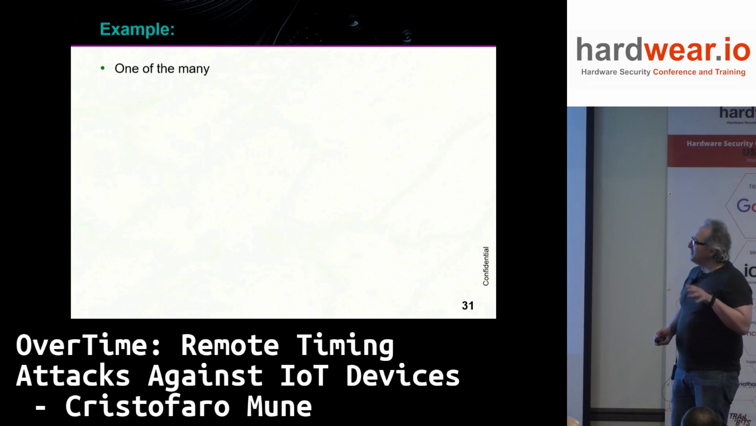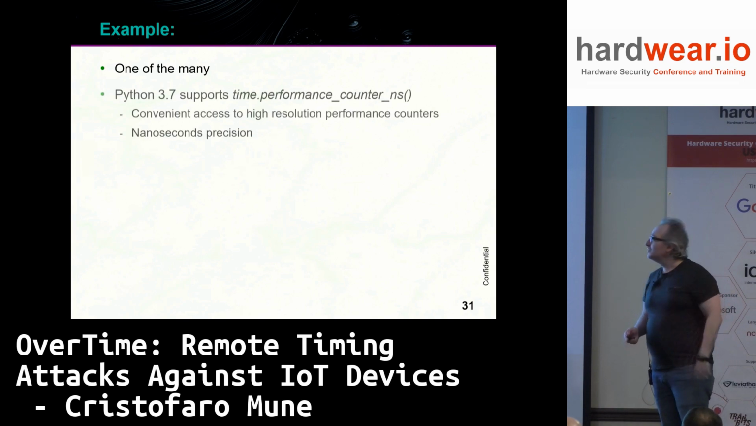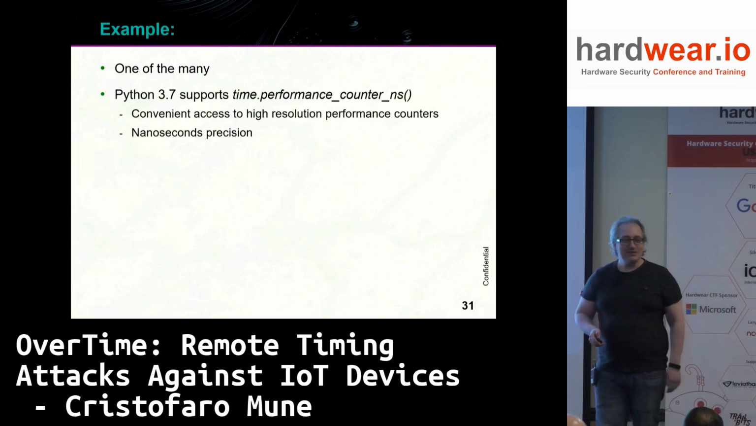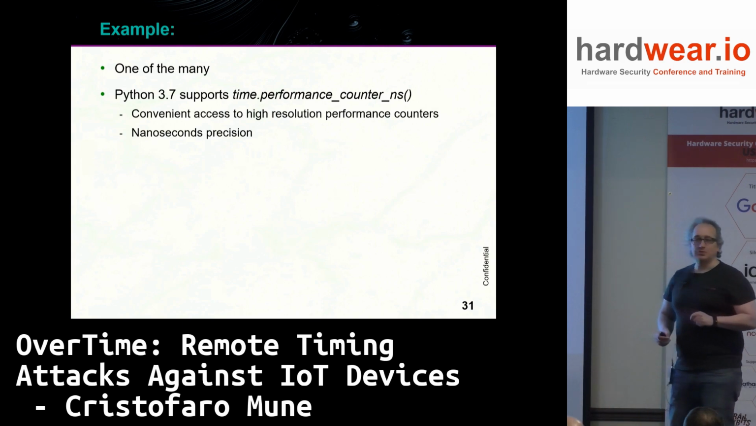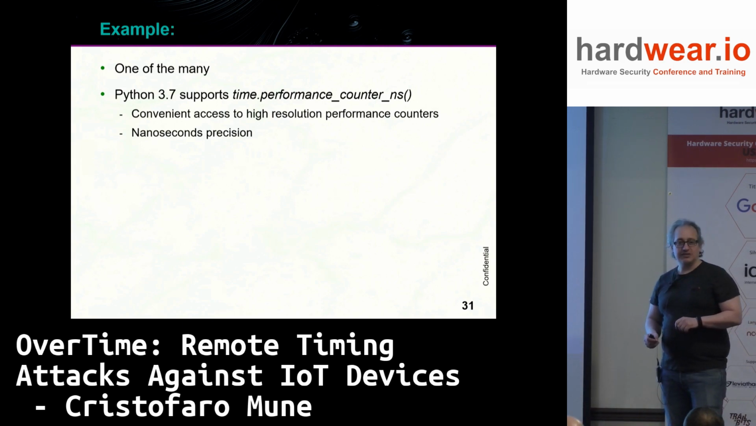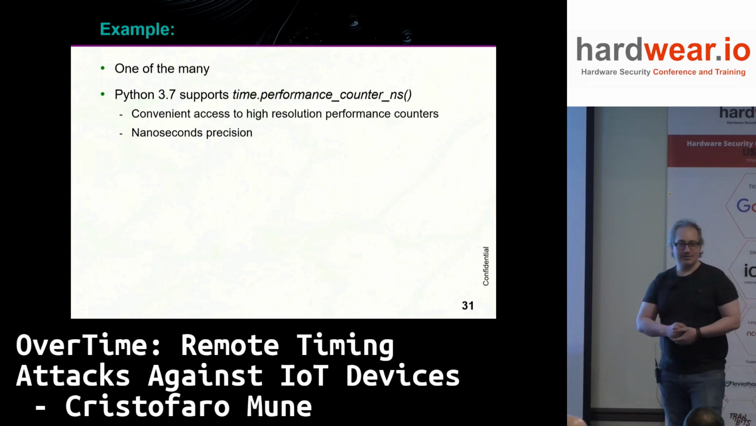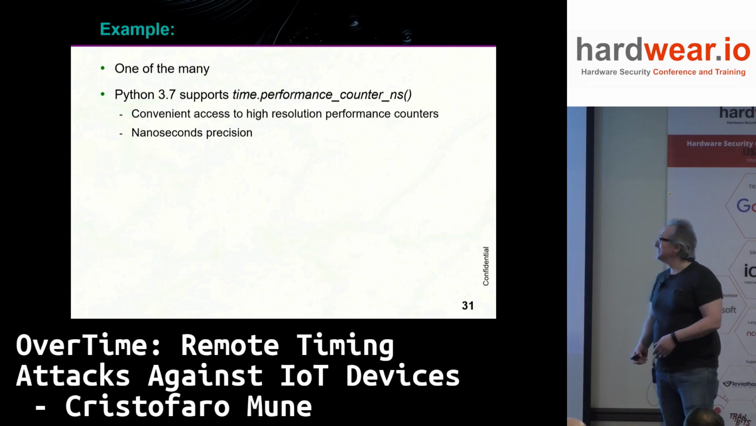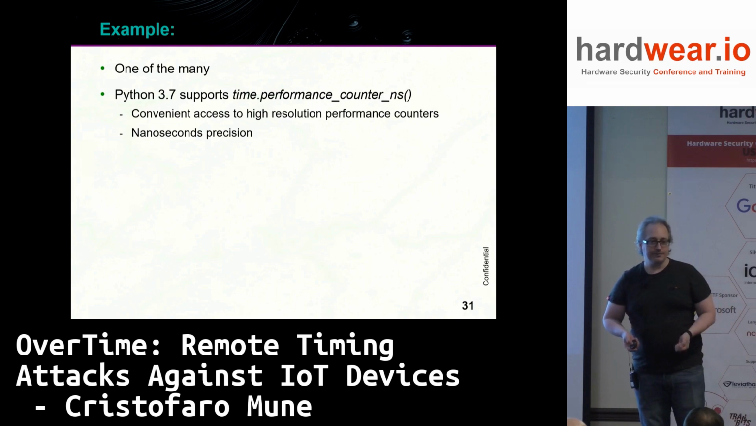there is a very easy way of getting the performance counter in nanoseconds from Python. This is really convenient, and it took me a while to find an easy way of doing this, because it is supported only in Python 3.7. All the time.clock functions are deprecated because they are not good enough. It was about time, I would say. But you can access them from Python, and this is what I actually use in my tool.